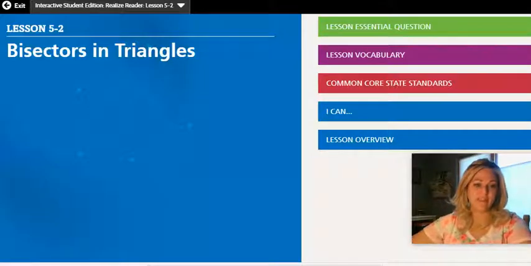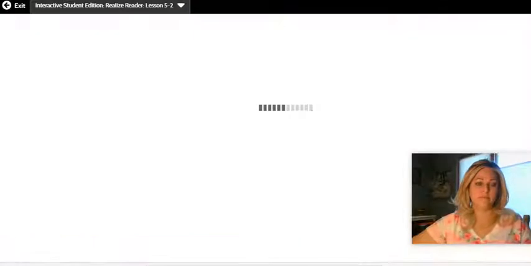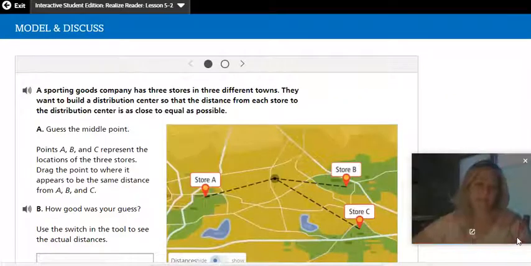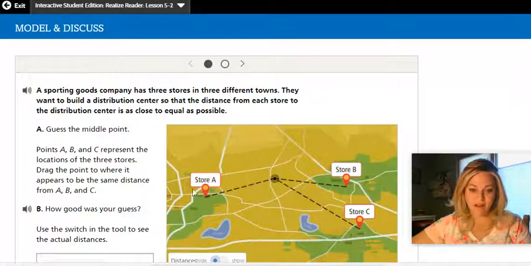Lesson 5.2, Bisectors and Triangles. When we start this lesson, it says a sporting goods company has 3 stores in 3 different towns. Here they are in this map. They want to build a distribution center so that the distance from each of the stores is the same.